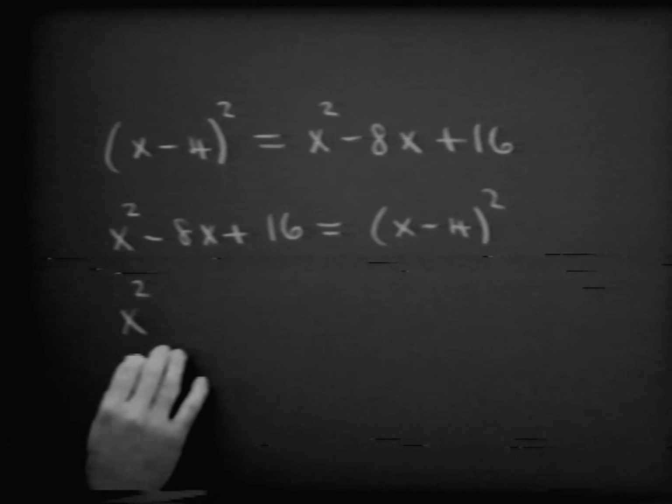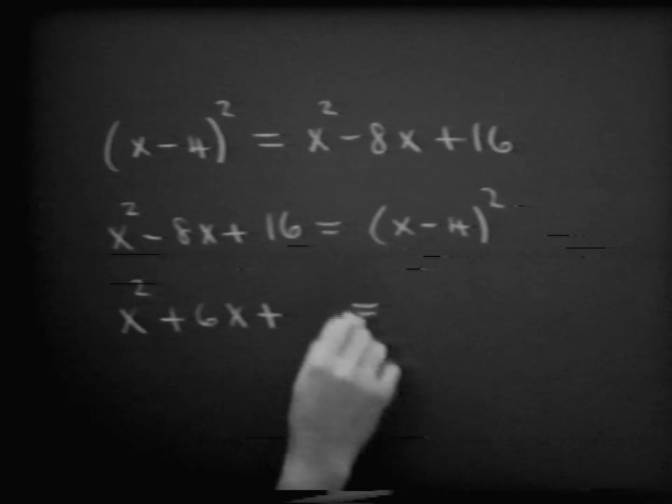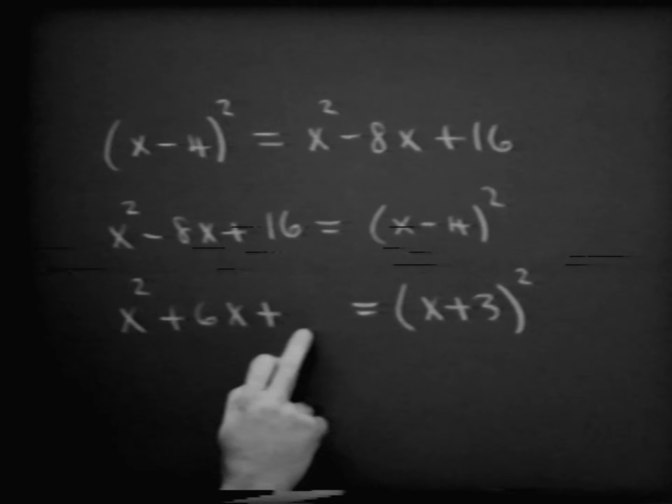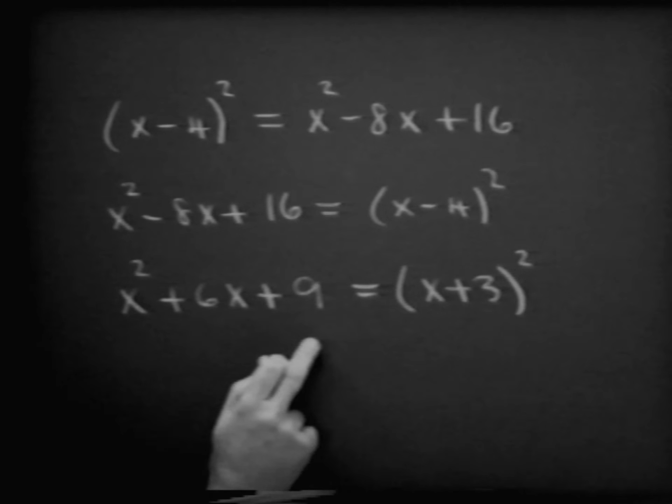Suppose we were to look at another example, such as x squared plus 6x plus what number is going to be equal to, say, x plus 3, the quantity squared. What number would we like to put in here, Doug? 9. Is the number 9. Everyone agrees with that? All right.